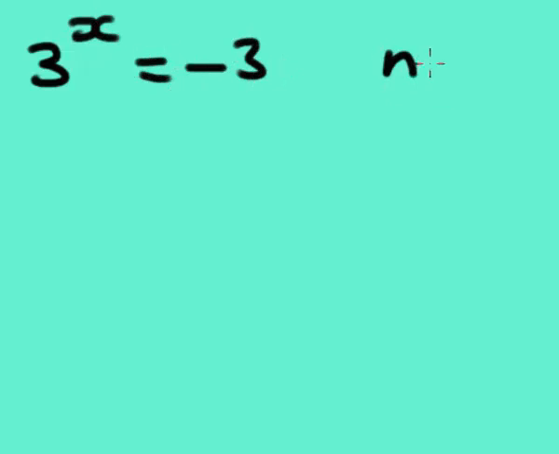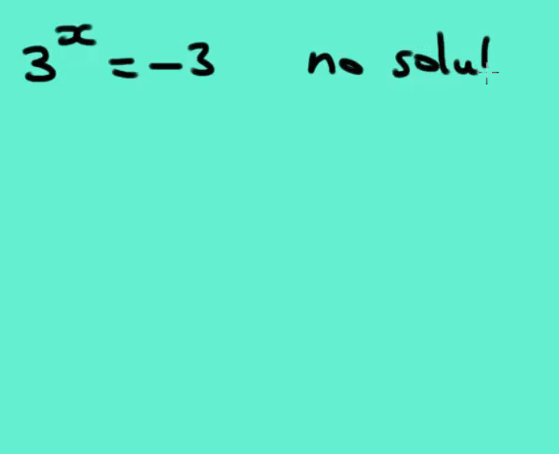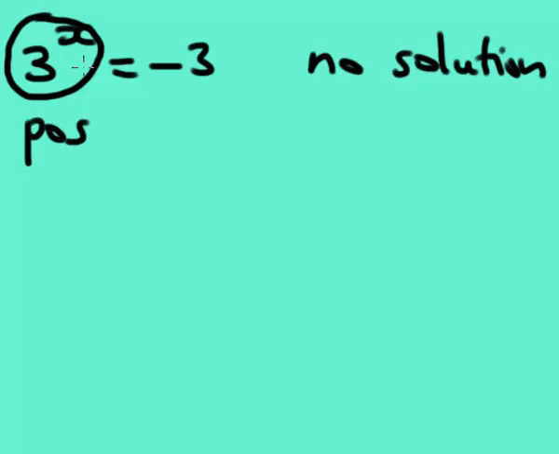Now, in other words, if you had an equation like 3 to the x is equal to negative 3, there would be no solution, because this expression is always positive, so there is no value of x for which 3 to the x would be negative 3. So bear that in mind. If there's a negative there, there's no solution. Okay, so let's explore some examples of this.